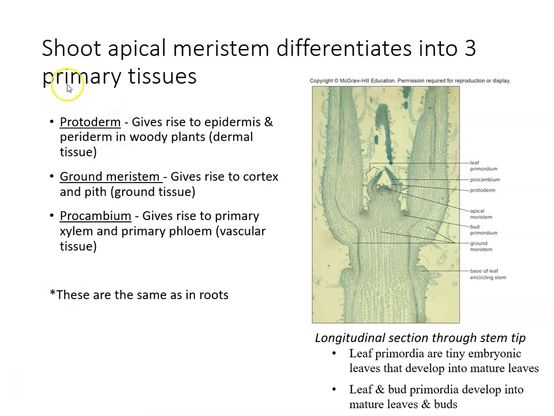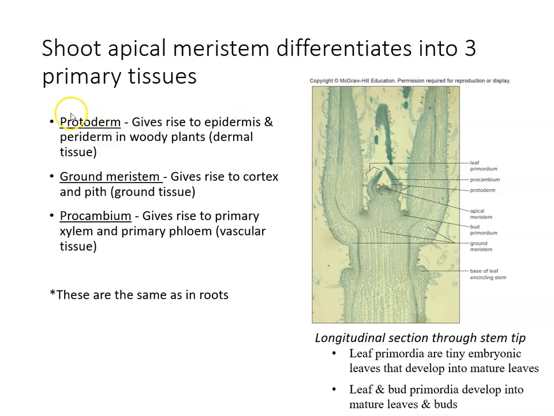So a way you can remember that is that protoderm means before derm, and it leads to the formation of the dermal tissue. Periderm and epidermis, which are dermal tissue, come from protoderm. Ground meristem gives rise to the ground tissue, specifically the cortex and the pith. Procambium gives rise to the primary xylem and phloem, or vascular tissue. That's the only one that might be a bit challenging to remember. I think the other two give some hints as to what they give rise to.